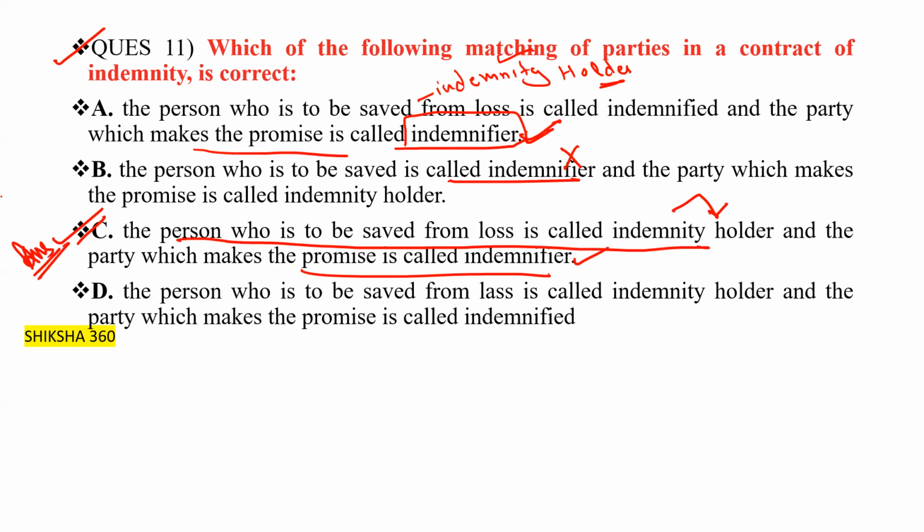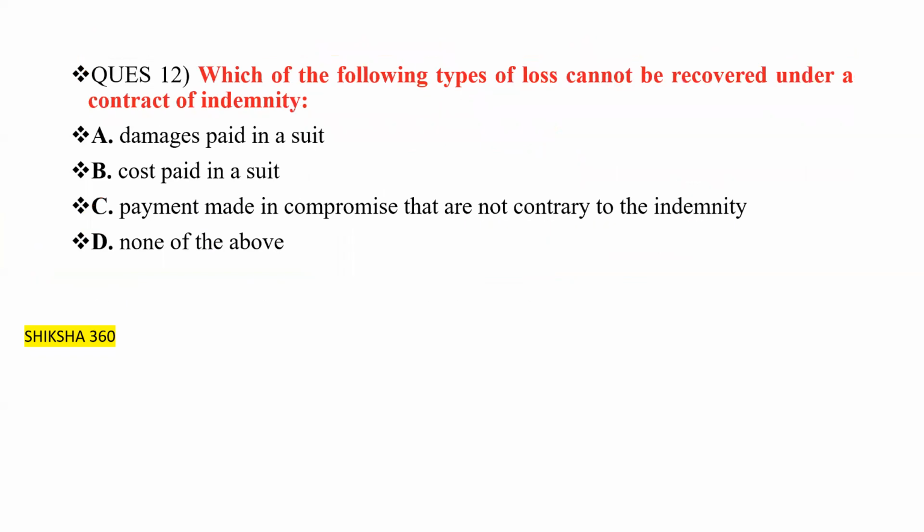Now move to the last question of today's discussion. Please tell fast what is the answer. Which of the following types of losses cannot be recovered under a contract of indemnity? First, damages paid in a suit. Second, costs paid in a suit. Third, payment made in compromise that are not contrary to the indemnity. Fourth, none of the above.